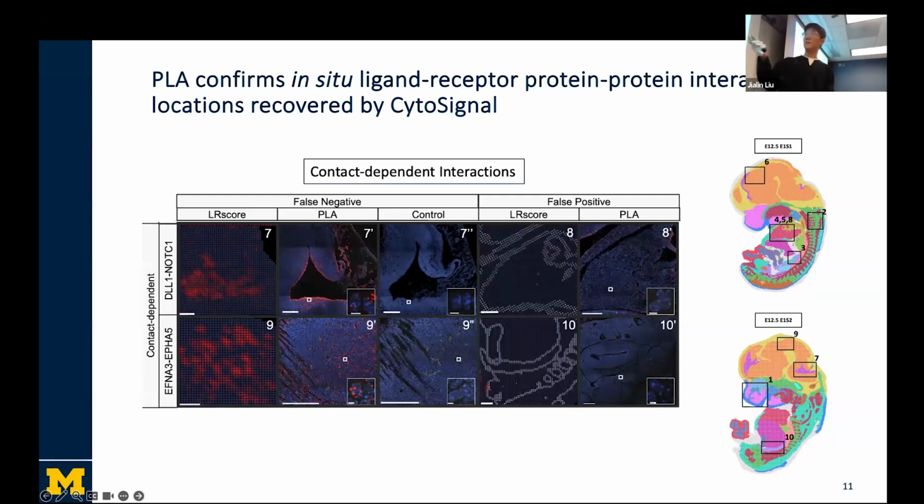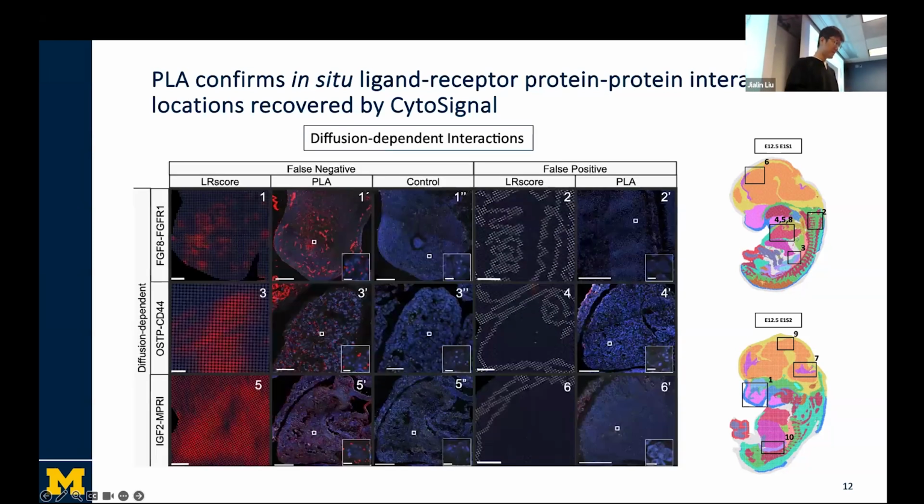And also we show the false positives. This is something I didn't show on the plot, but this is where the other cell-cell communication methods indicate there should be a signal over here, but if we use CytoSignal and PLA, there's no signal. So it identified the false positives.